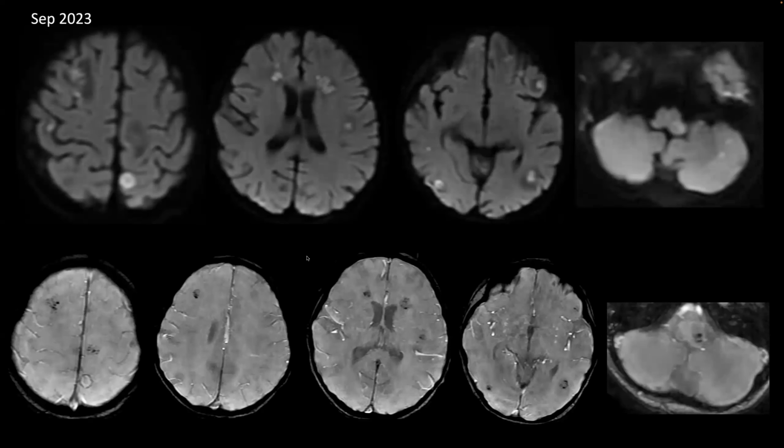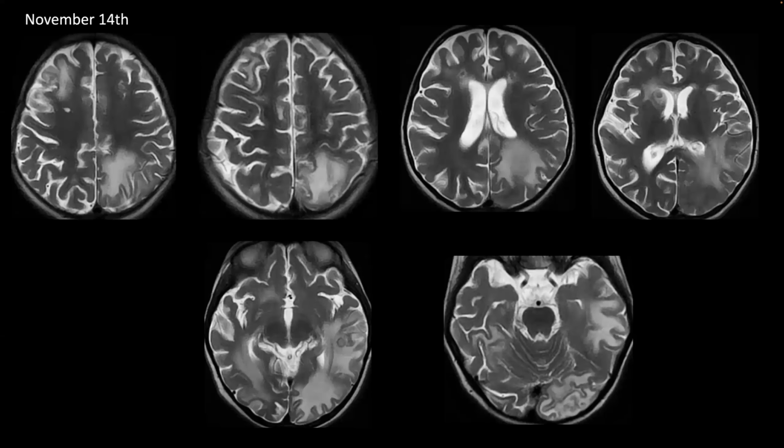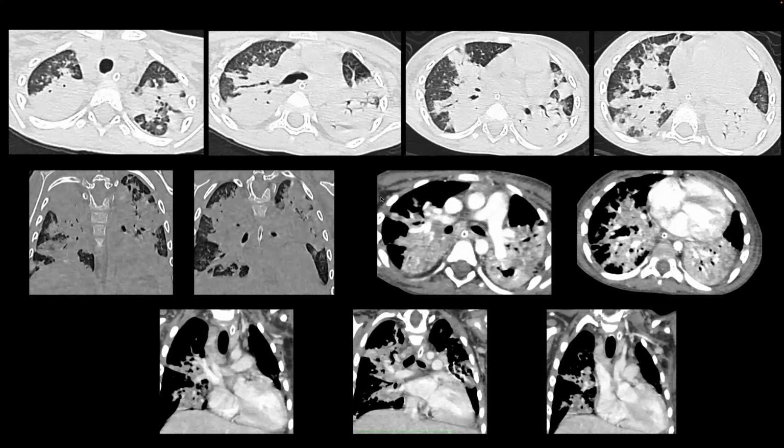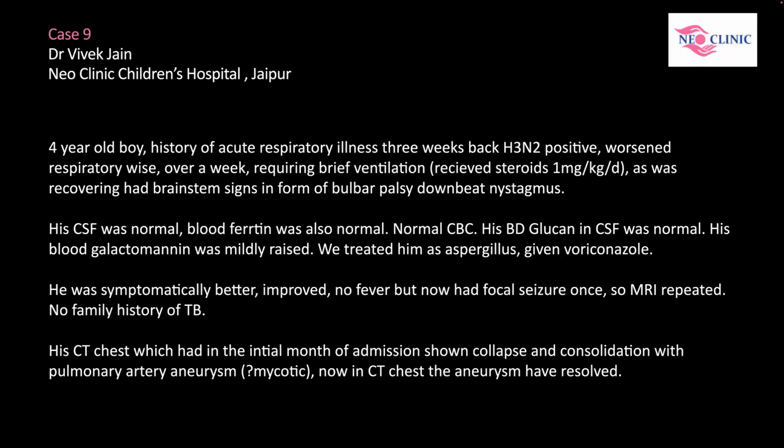And I remember at the time, we were not sure what this could be, but with the hemorrhagic changes, fungal infection, especially aspergillus, was high on the cards. His lungs at the time were also imaged with an X-ray and subsequently a CT, which showed pulmonary small aneurysms and collapse and consolidations as well. Toxo was also kept as a differential, but his toxoplasma serology was negative in blood. Galactomannan was mildly raised. So overall, we decided this looks more fungal, aspergillus-like.